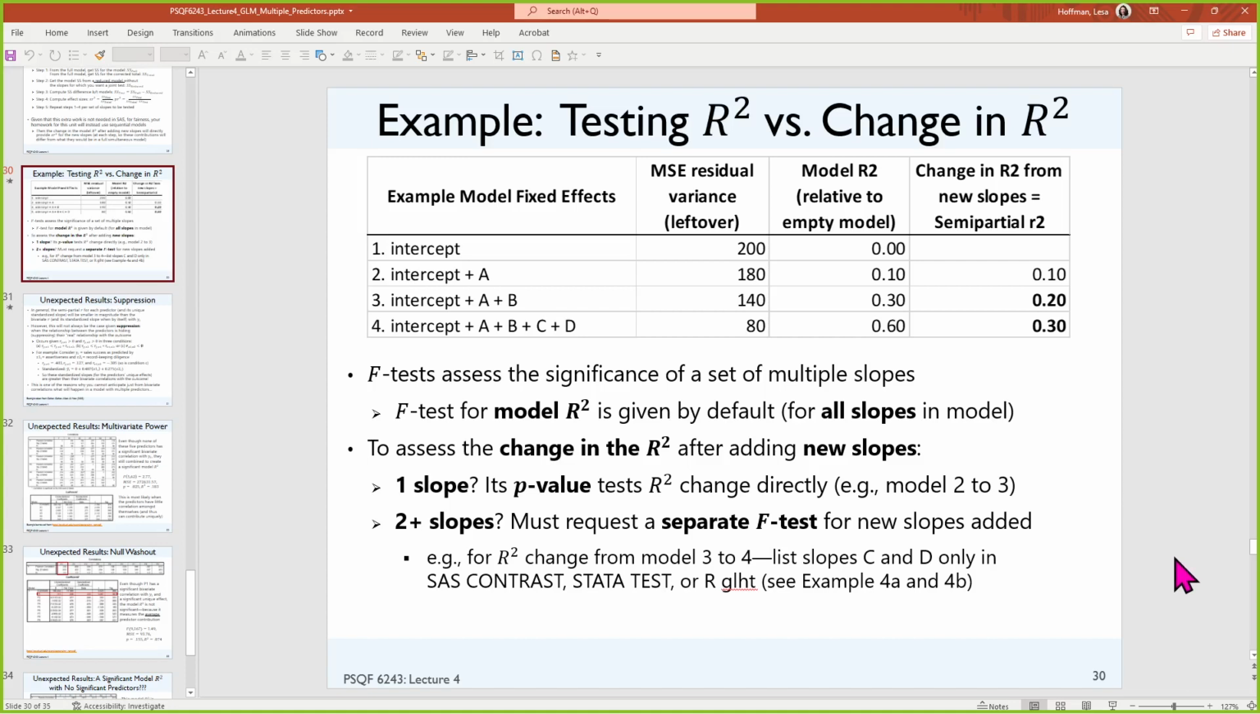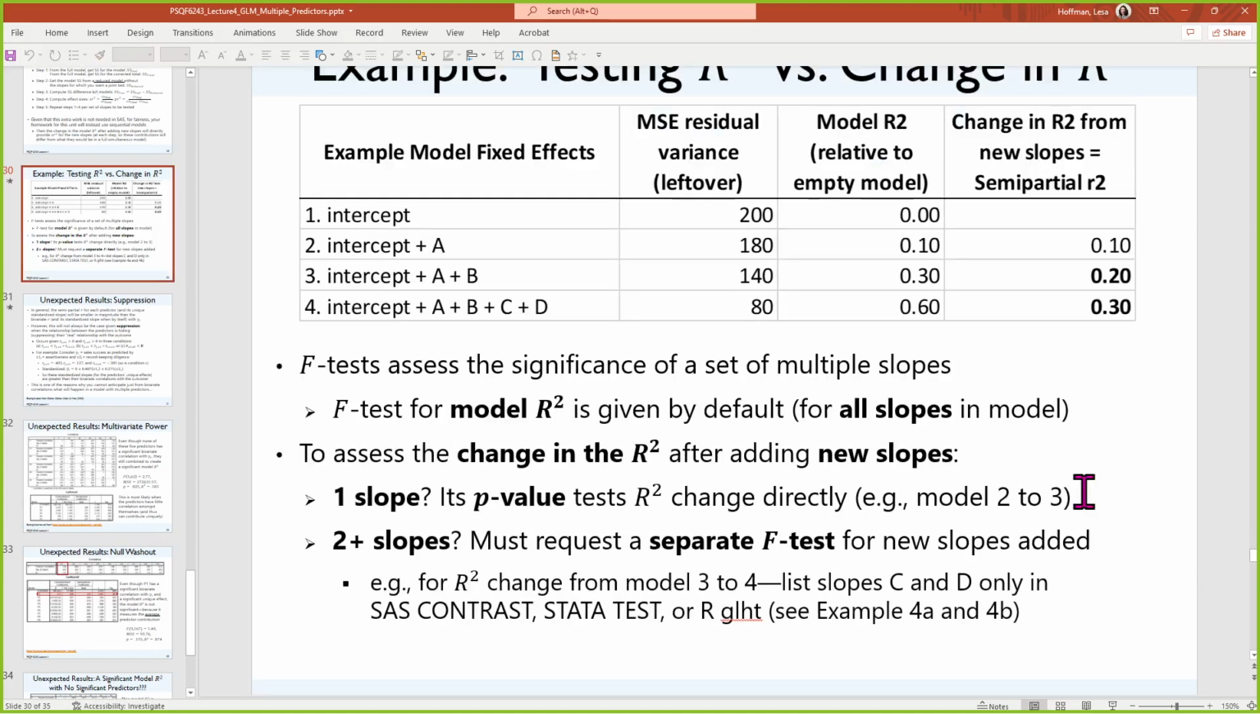Let me pull up this slide here. So we talked about this last time. So this is an example of that sort of layering sequential model building strategy where I start with A, I can look at the R-square for the model with predictor A. I can add predictor B, look at the R-square for the model, and look at the change in the R-square. And then I could add in, say, predictor C and D, look at the model R-square, look at the change in the R-square.